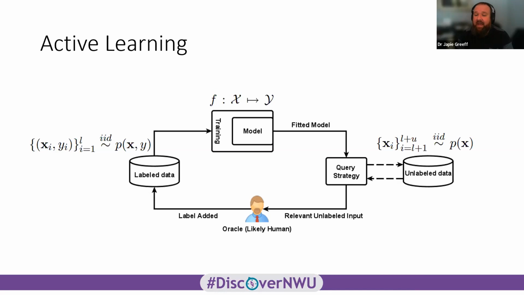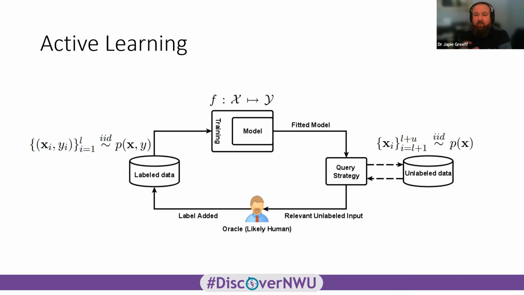So now, as we go on in time, we find that this labeled data is going to grow and grow and grow, and the unlabeled data is going to shrink one record at a time. Okay. But every time we add a label to one of these data points, we retrain the model. Okay. So that training step happens before we pass the fitted model back to the query strategy. Okay.